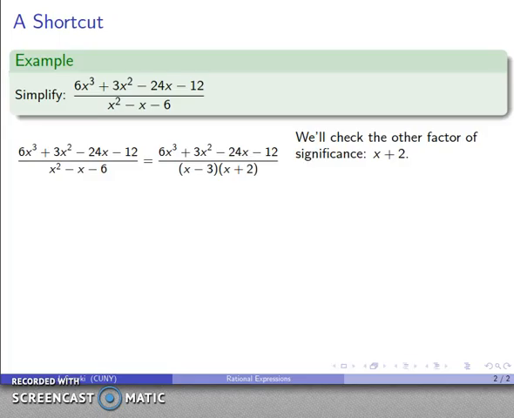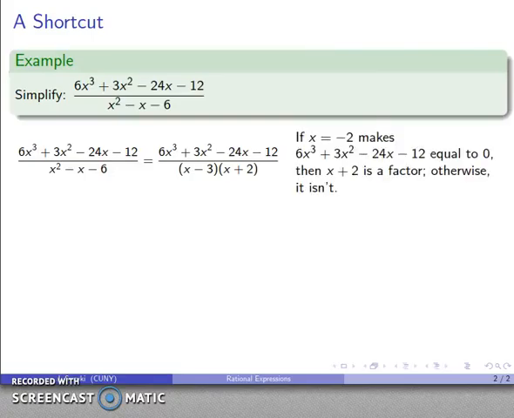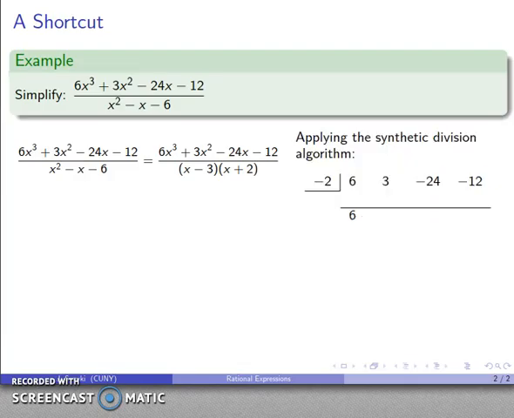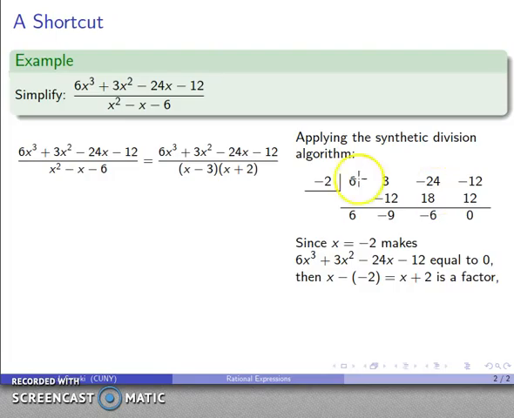Well, let's check the other factor of significance, this x plus 2. And so I can check to see if x plus 2 is a factor. If x equals negative 2 makes the polynomial equal to 0, then x plus 2 is a factor, otherwise it isn't. So I'll set up my synthetic division table. So I'll drop, multiply, add, add, and at the end of it I have a 0, which tells me that x equals negative 2 makes the polynomial 0, which means that x minus negative 2, x plus 2, is one factor of this numerator.